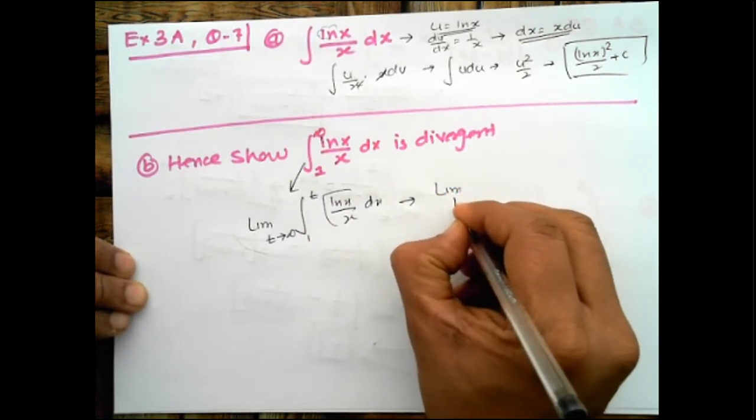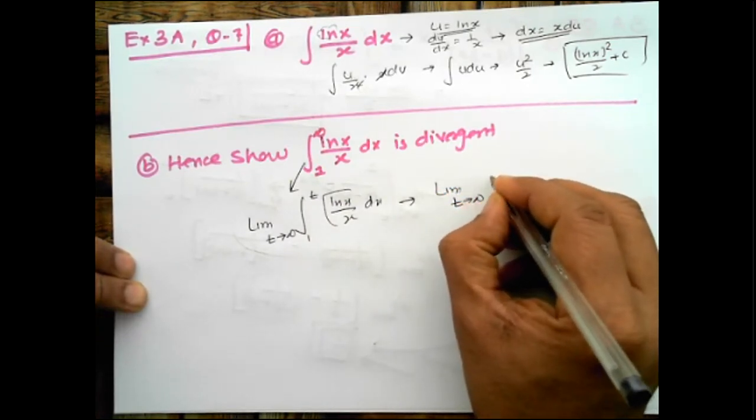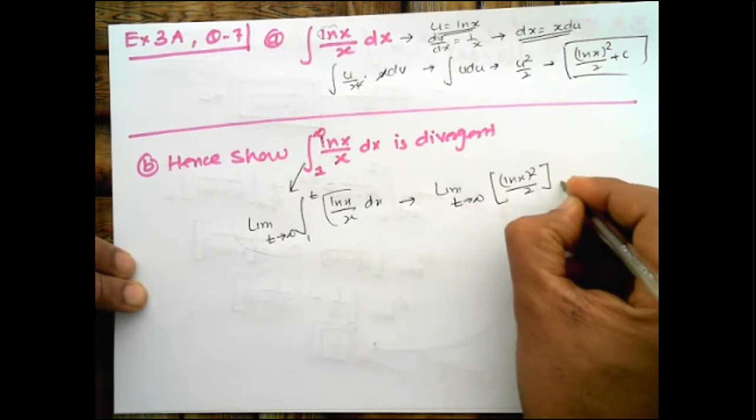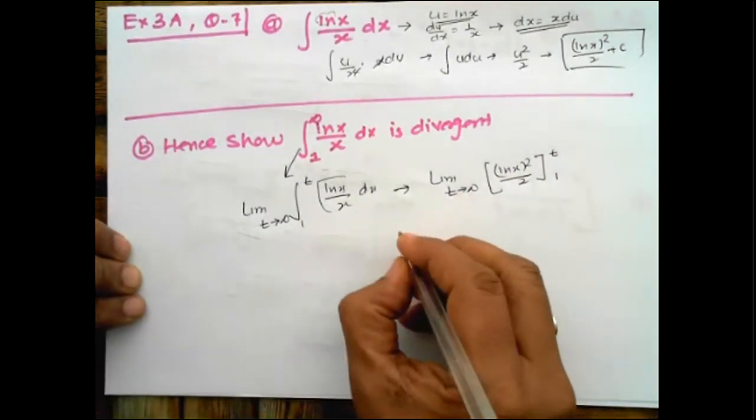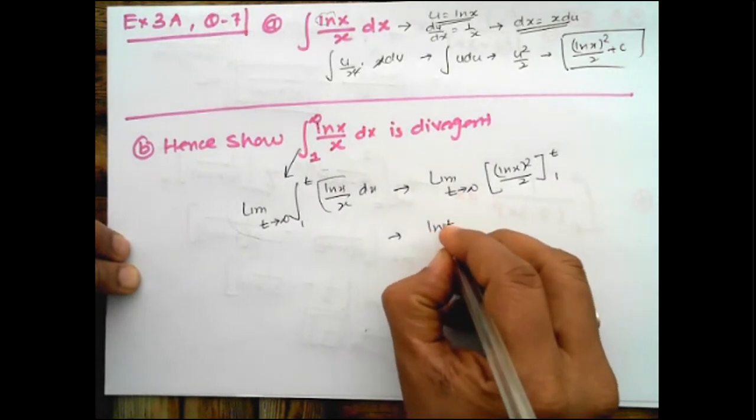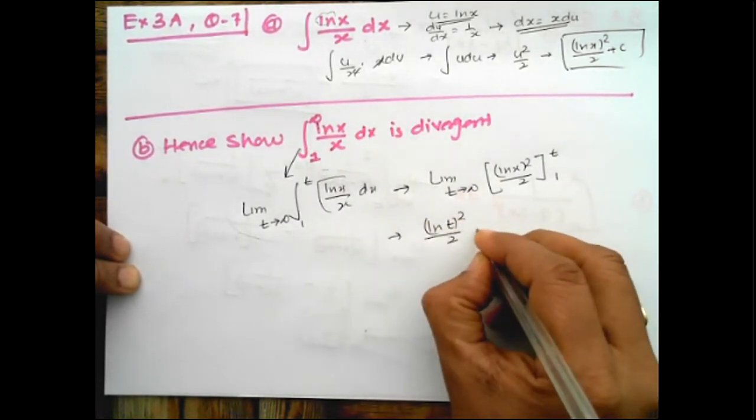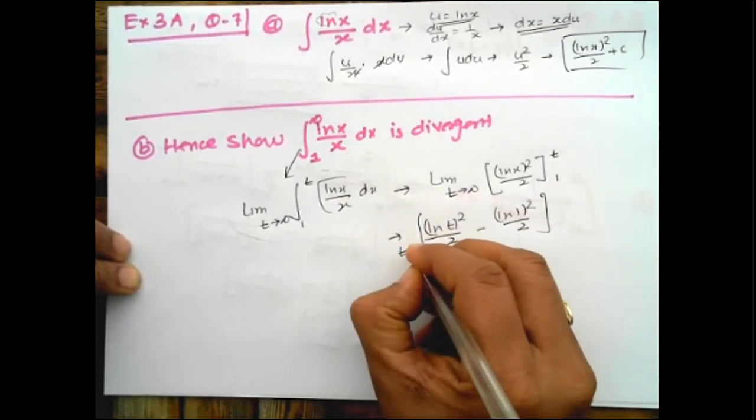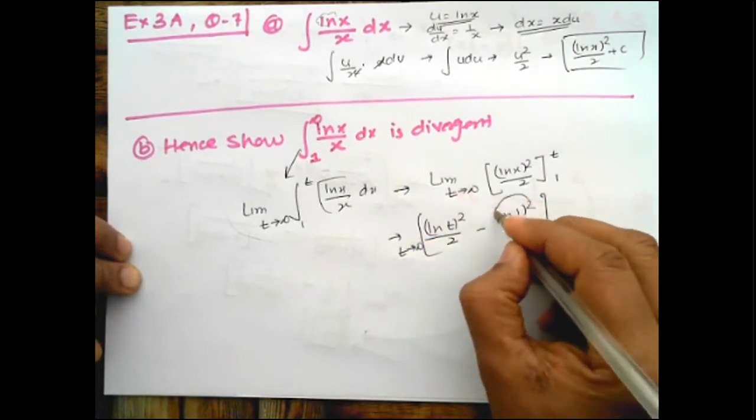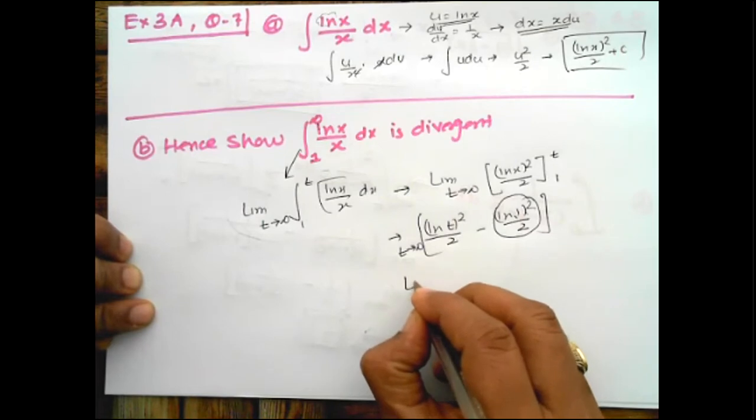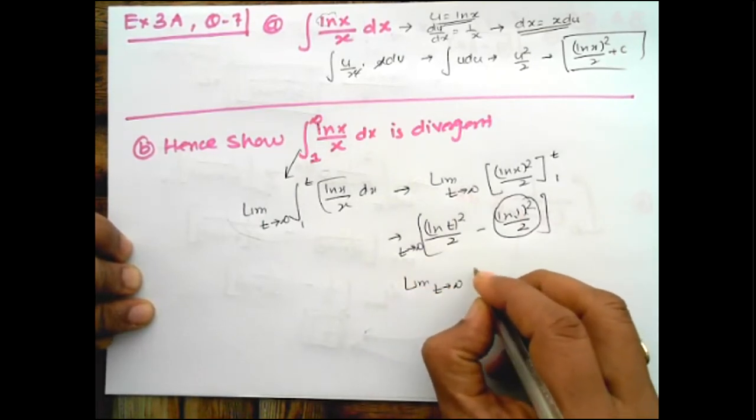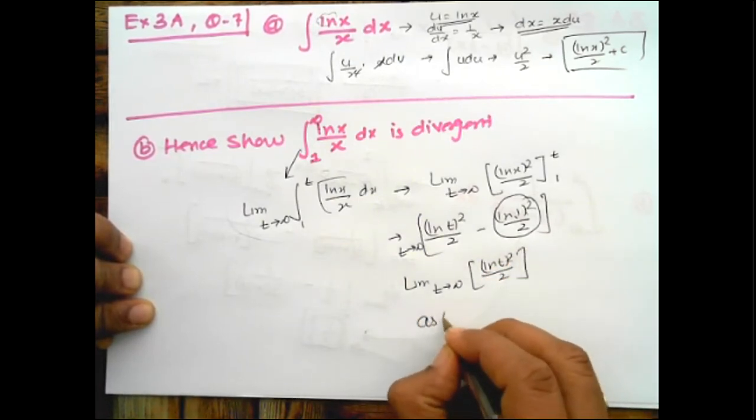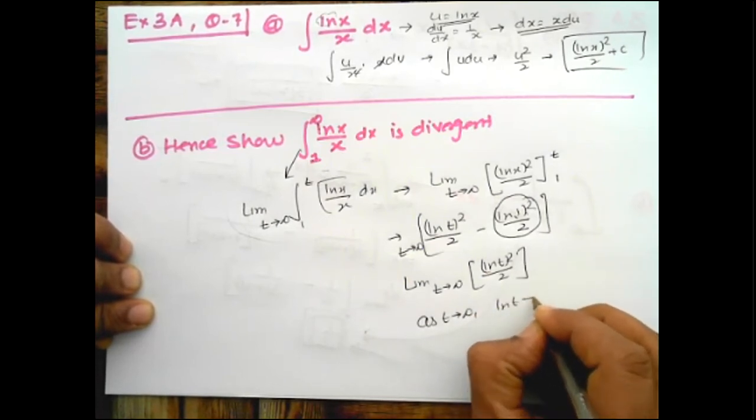So that gives me the limit as t goes to infinity of (ln x) squared over 2, from 1 to t. As we substitute my limits in, guys, I get (ln t) squared over 2 take away (ln 1) squared over 2, and the limit as t goes to infinity. All right, guys, so this is obviously 0 because ln 1 is 0. So I'm left with the limit as t goes to infinity of (ln t) squared over 2. And guys, as t goes to infinity, my ln t goes to infinity as well.